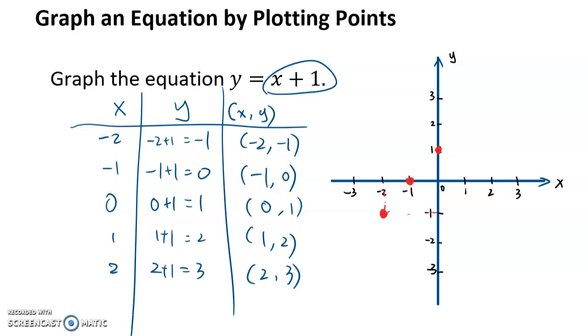Now the next point, (1, 2), right here. (2, 3), similarly, is right here. We can kind of see the pattern of this equation. It's going to be a straight line. So I'm going to connect all the points over here, and the graph of this equation is a line. And this is the end of this video, and I will see you in the next video.